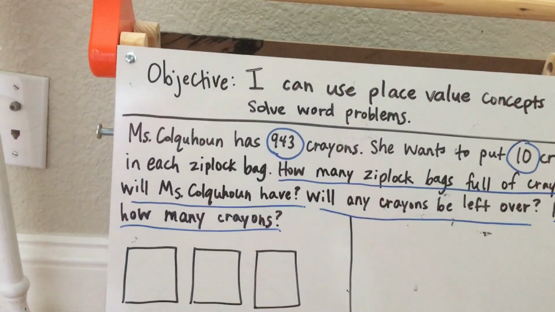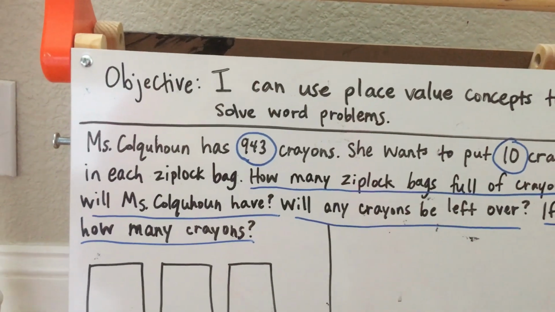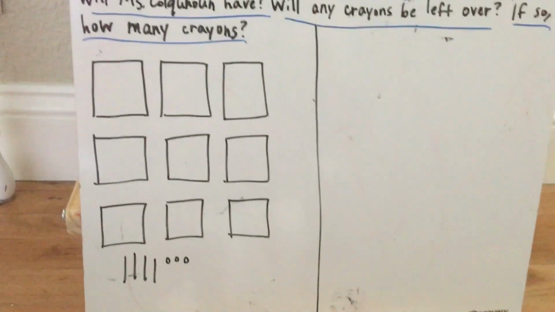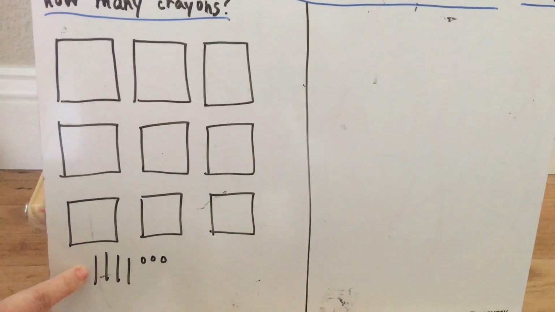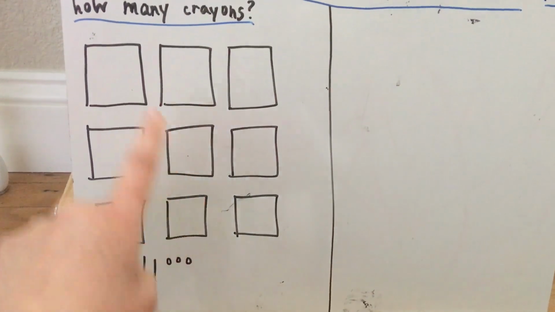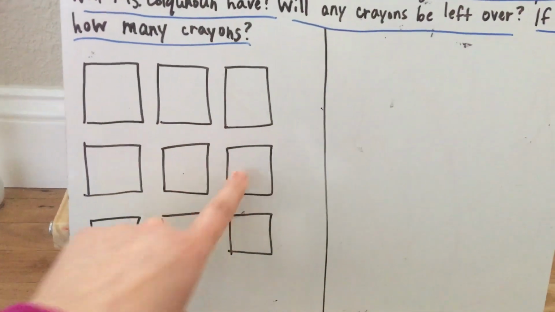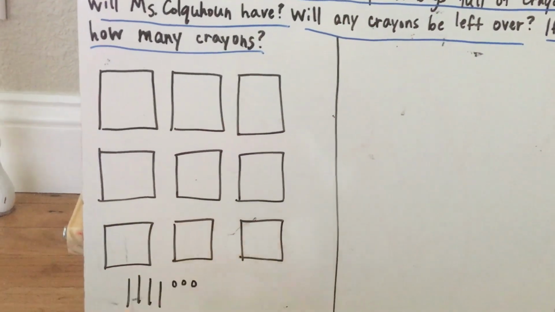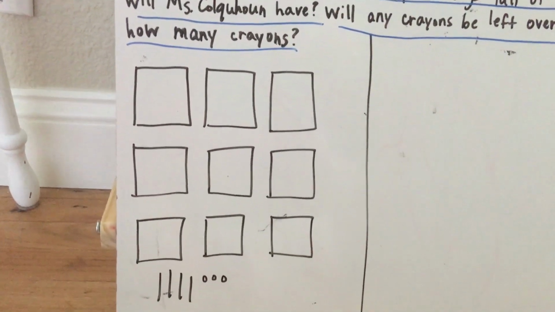If so, how many crayons? Okay, if we were in the classroom, I would have base 10 blocks on desks. So I'm going to try to recreate that by drawing them on my paper. My squares are representing hundreds, my lines are representing my tens, and my dots are representing ones. So this should be 943. Let's count. 100, 200, 300, 400, 500, 600, 700, 800, 900, 910, 920, 930, 940, 943.